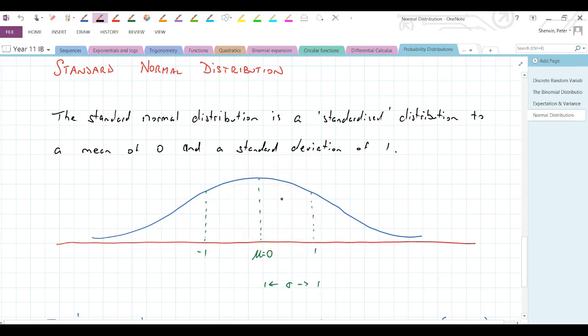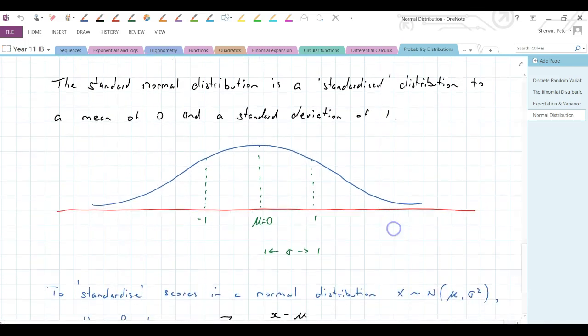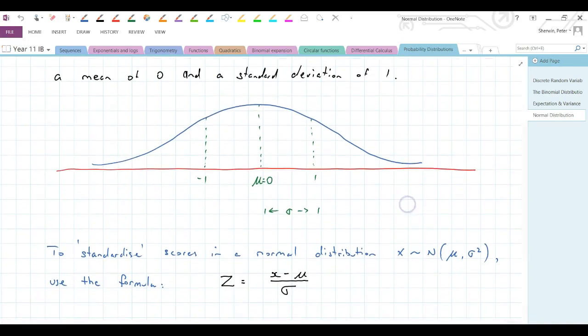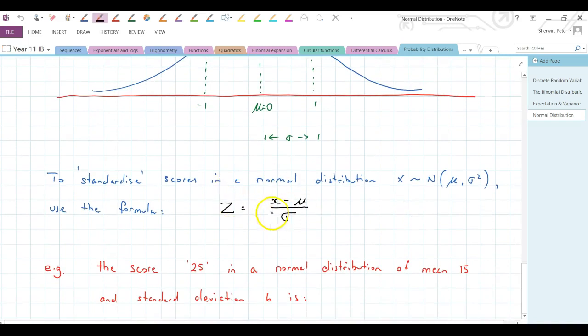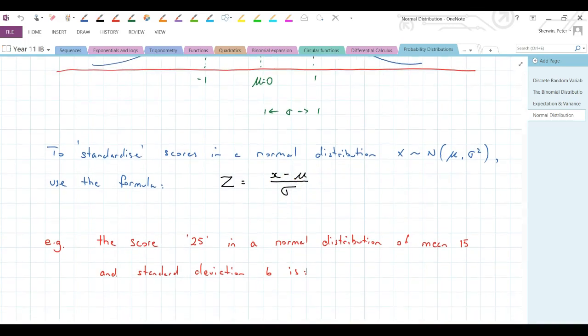Now, standardizing the normal distribution, standardizing scores within a distribution, is going to be a really useful tool for us in order to solve some problems, and we'll look at an example in a moment. But I just want to firstly show you how to standardize a score. Here's the formula for it: Z being the Z score, or the standardized score, X being the score you are standardizing, and mu and sigma being the mean and the standard deviation of the distribution.